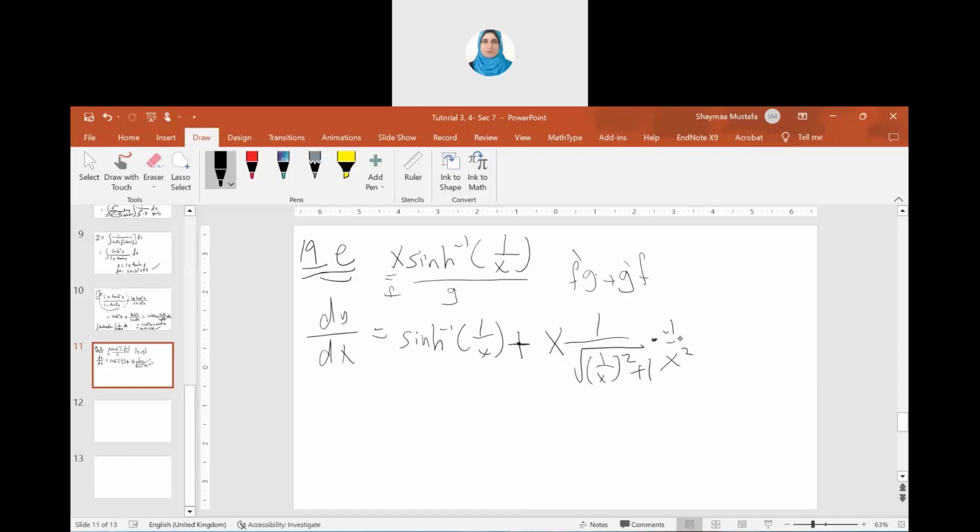So this is dy over dx. Similar, but here it is not the product rule. Here is a composite function: tan inverse of (1 minus x) over (1 plus x). So dy over dx, check the formula for tan inverse first.